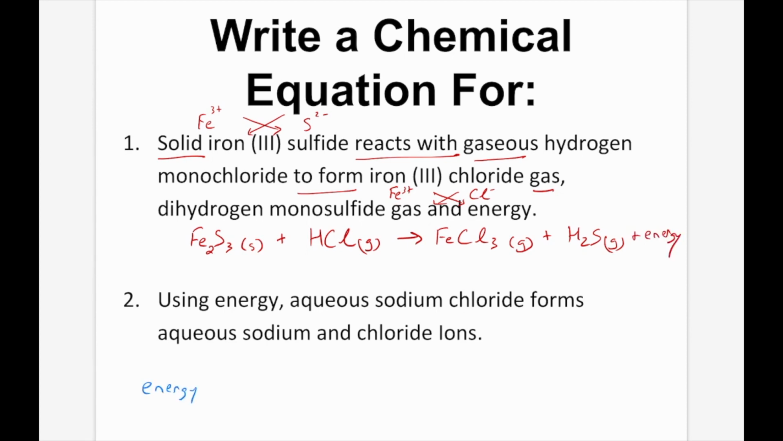So using energy, aqueous sodium chloride, so we're going to write plus sodium chloride, aqueous. Remember, sodium is Na+ and chloride is Cl-. So aqueous sodium chloride, after we switch them, we get 1 and 1. Forms, so arrow, aqueous sodium chloride ions. So sodium ion looks like that, chloride ion looks like that. It's forming both of them, and it says aqueous. So you write (aq), and we're done.